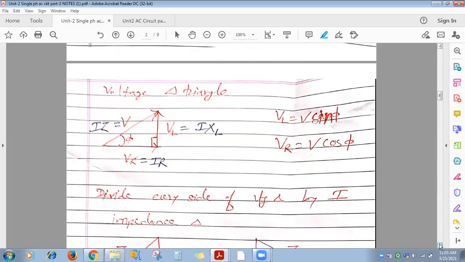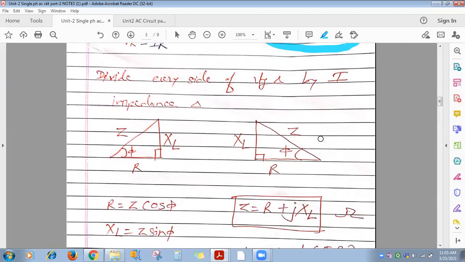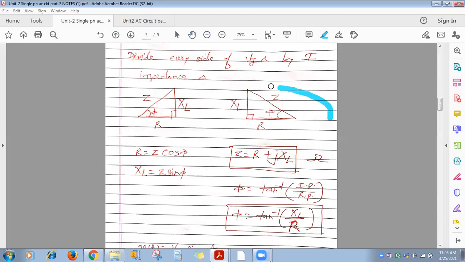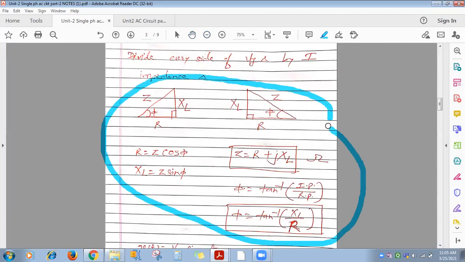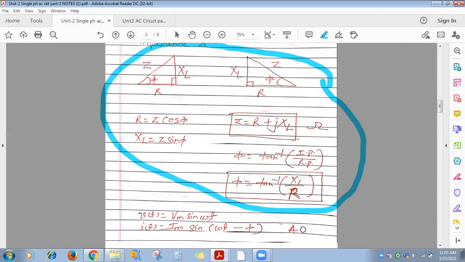Average power we got VI cos phi. Voltage triangle, remember these formulas: VL is V sin phi, VR is V cos phi. You can also get questions on the impedance triangle, so remember all these formulas. Z is equal to R plus j XL, R is Z cos phi, XL is Z sin phi, phi is tan inverse of imaginary part upon real part, that is XL upon R.